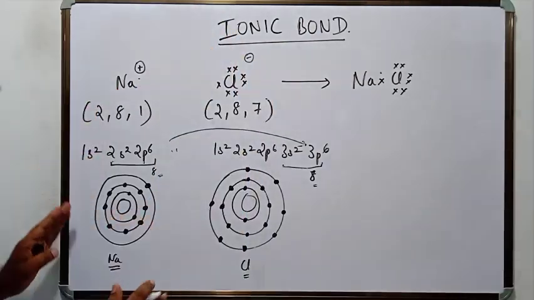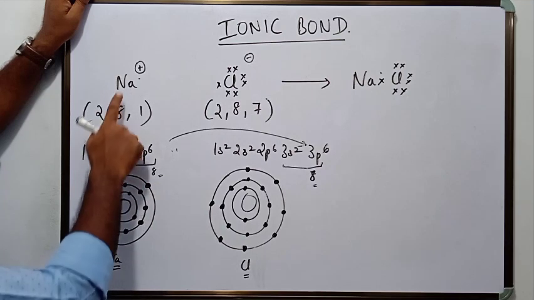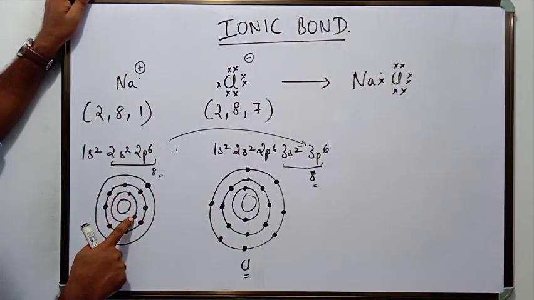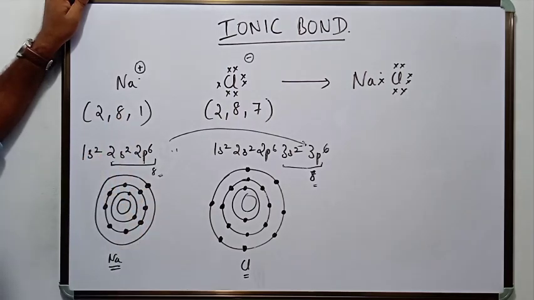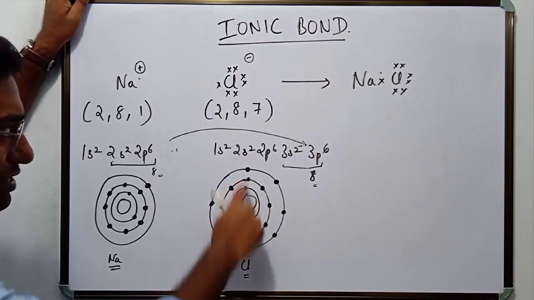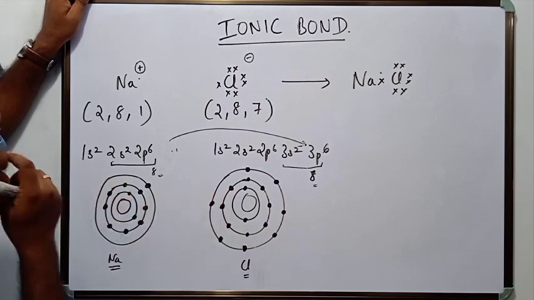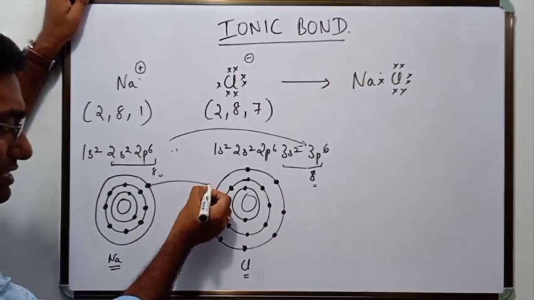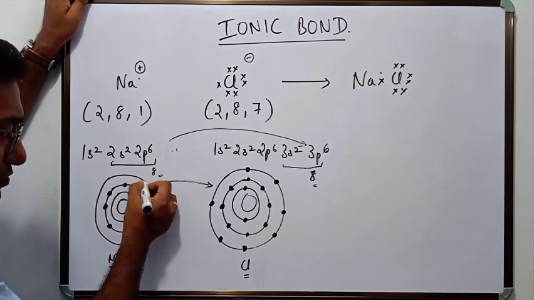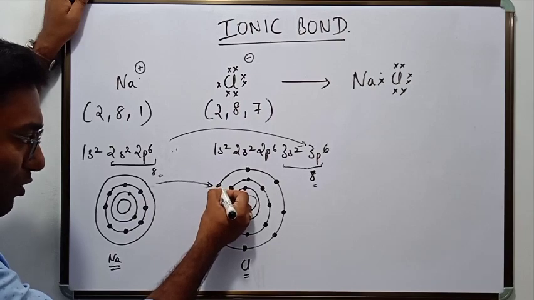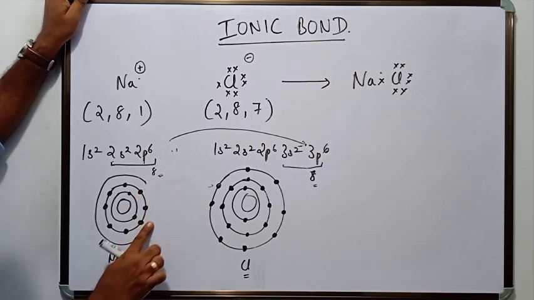Let us understand this by means of a diagram. These are the electrons of sodium: the first shell has 2 electrons, the second shell has 8, and the third shell has 1 electron. In chlorine, the first shell has 2 electrons, the second shell 8, and the third shell 7. This electron gets donated from the third orbit of sodium to the third orbit of chlorine, a complete, permanent transfer. Now this orbit ceases to exist.